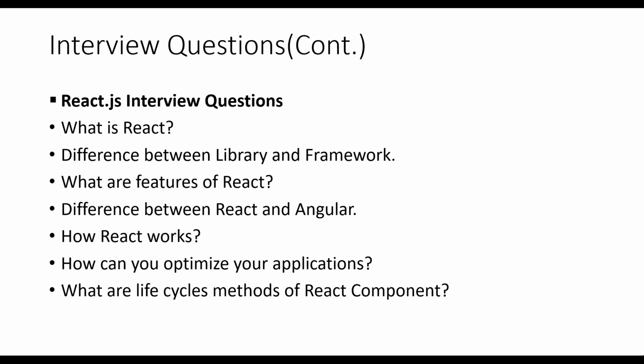And then he asked me, how can you optimize your application? So there are multiple ways of optimizing our application. We can use PureComponent in React, we can use memo in React, and we can also use lazy loading, and we can use CDN hosting. We can also reduce the size of our images. So there are multiple ways of optimizing our React application.